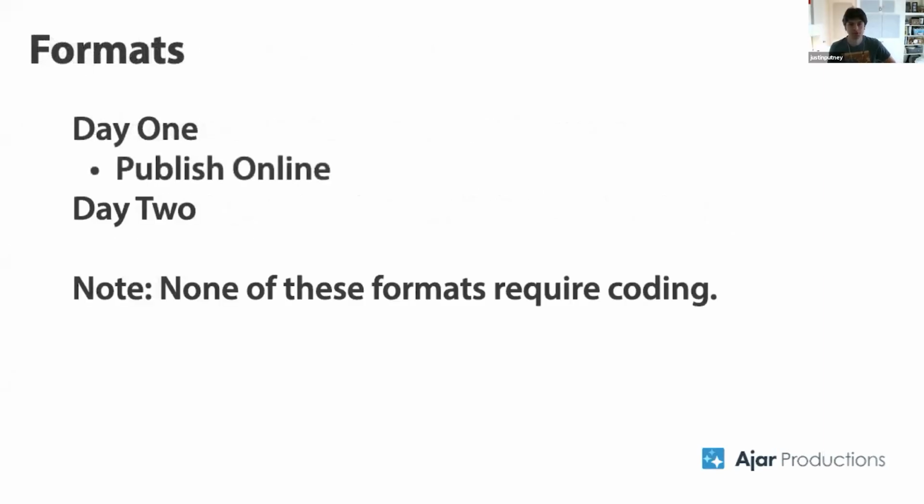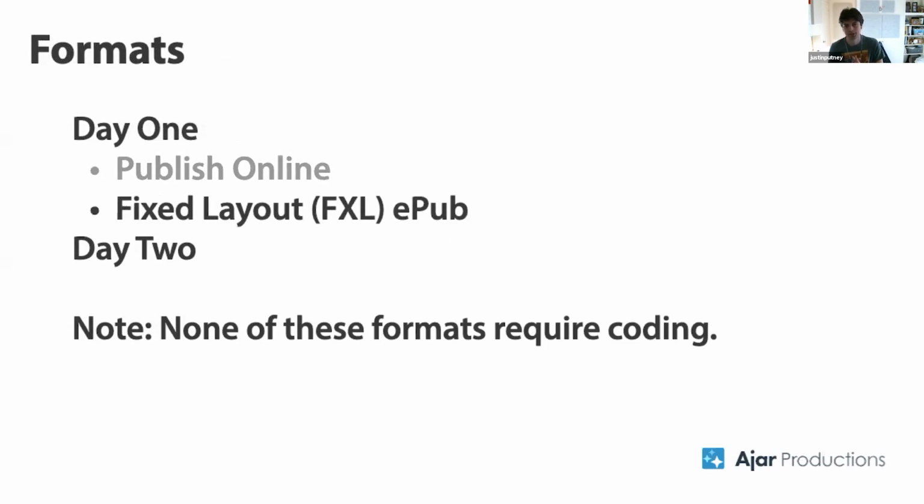Okay, so the formats we're going to look at today are publish online and fixed layout ePub. Those are two things that you can export directly from InDesign. They come built into InDesign, current version and several of the previous versions, and there's nothing extra you need to do. We'll take a look at what goes into that and what you can do with those output options, some of the pros and cons of each of them, and we'll actually create the interactivity that can work in those.